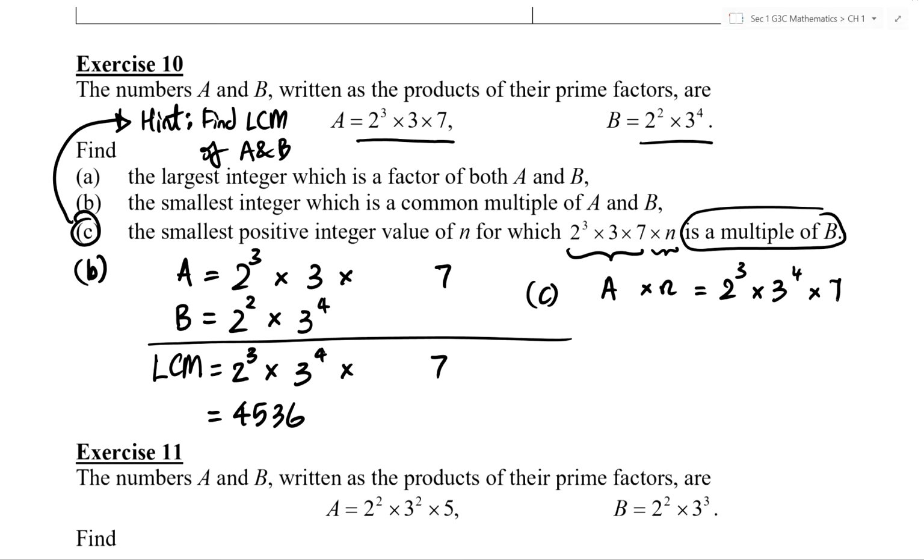Now I'm going to replace our A, because A is the same as 2 cubed times 3 times 7. I'm going to copy it down so that it's easier for us to see. Okay? So that it's easier for us to compare. So part C over here, A is actually 2 cubed times 3 times 7. Now can you tell me what is N? 2 cubed times 3 times 7 times an unknown over there will result in 2 cubed times 3 power 4 times 7. What must N be?